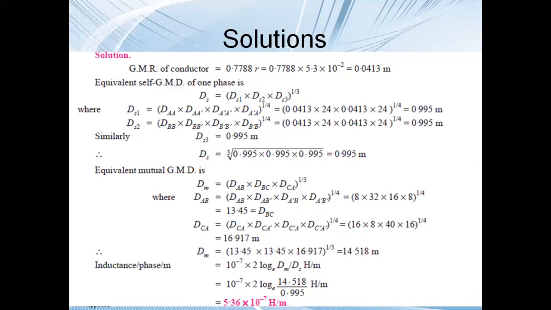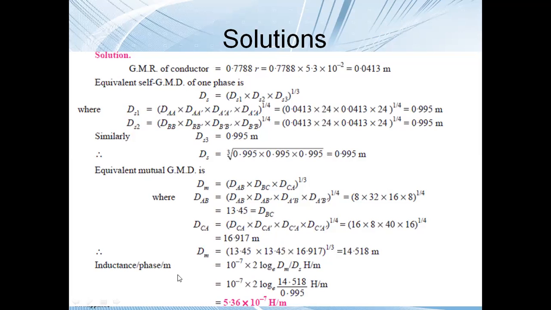Now DM will be equal to the cube root of DAB into DBC into DCA. DAB will be equal to DAB into DAB dash into DA dash B into DA dash B dash, fourth root of that. Similarly, DCA will be DCA into DCA dash into DC dash A into DC dash A dash, and the fourth root of that. DBC, if you calculate, will be the same value. So DM will be equal to the cube root of DAB into DBC into DCA.